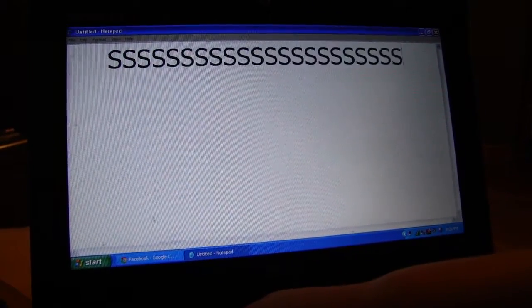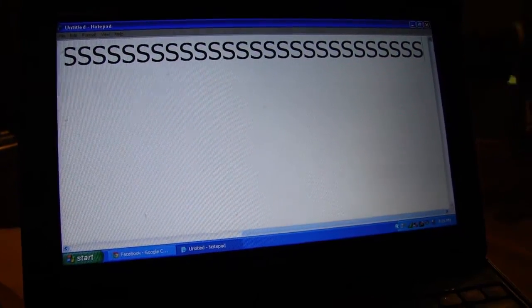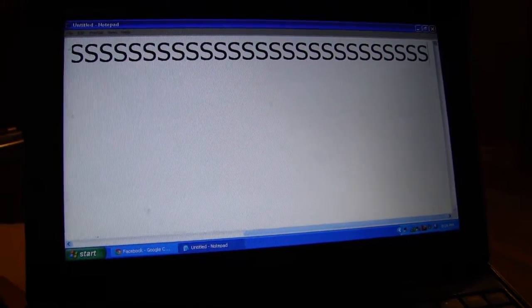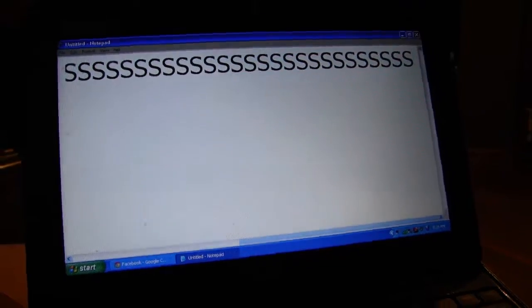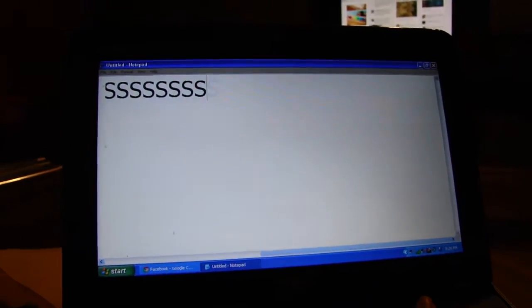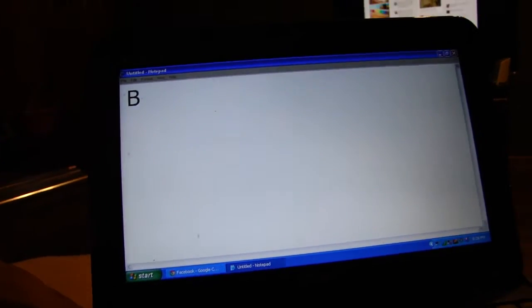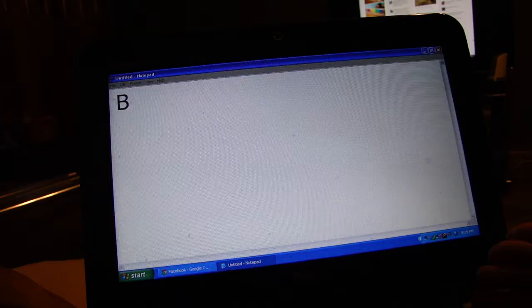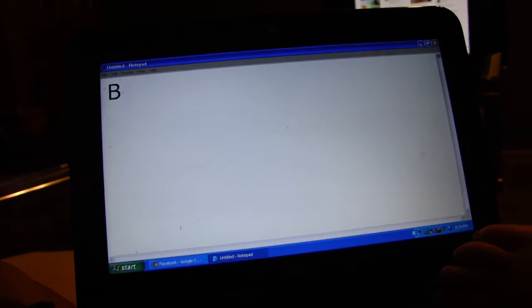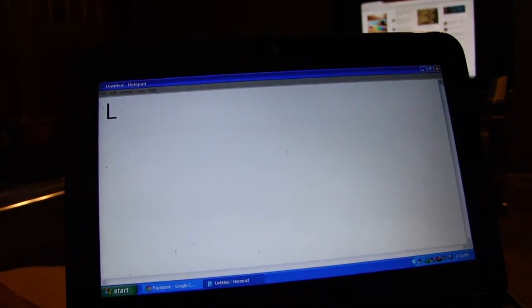What letter is that? Can I erase it? You can, but what letter is it? S. Very good. Let's see. How about, what's this letter? What's that letter? B. Very good. Don't put your toes on it, though. Okay, this one? L. Yes.